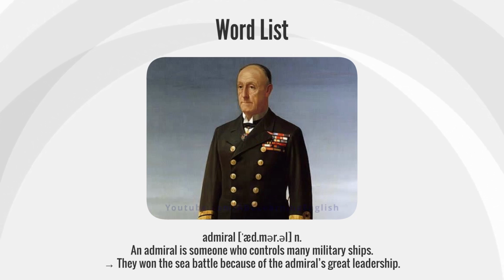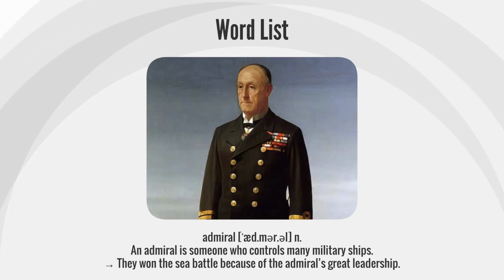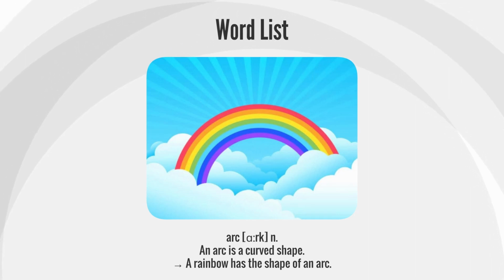Admiral. An admiral is someone who controls many military ships. They won the sea battle because of the admiral's great leadership. Arc. An arc is a curved shape. A rainbow has the shape of an arc.